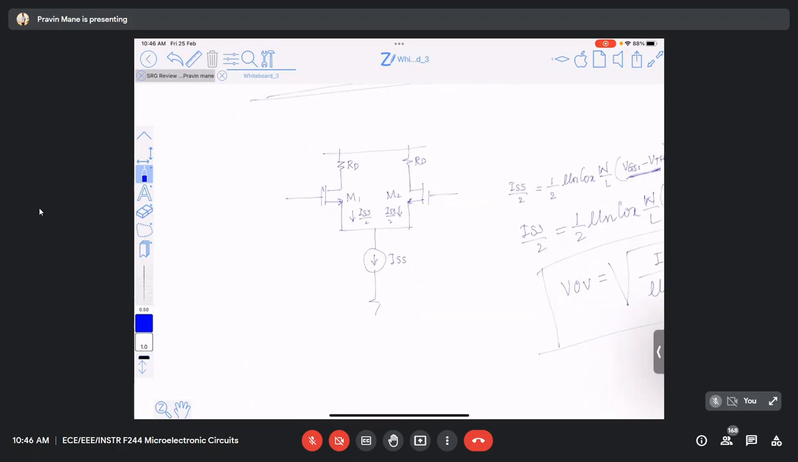Now suppose I apply here a differential voltage, VID. Now suppose this is V in 1, this is V in 2. Suppose I increase this by some value, so this value will go down, right? Because they are differential input voltages. What is going to happen? This current will increase while this current will decrease, right? If I increase V in 1, this will go up, this will go down. So current I1 will increase while current I2 will decrease.